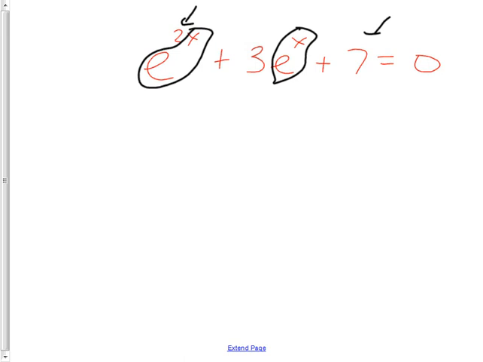So this is a u substitution. Let u equal e to the x.